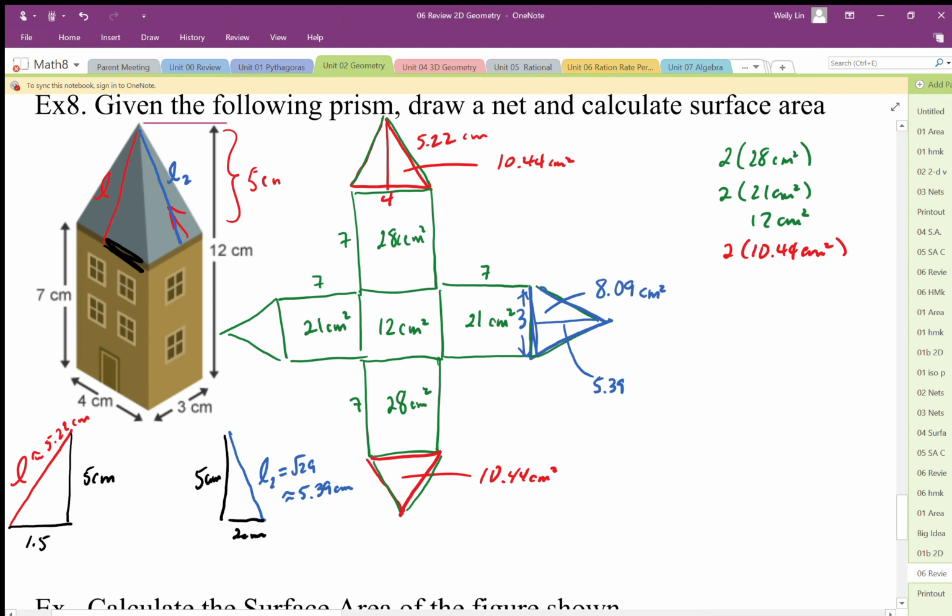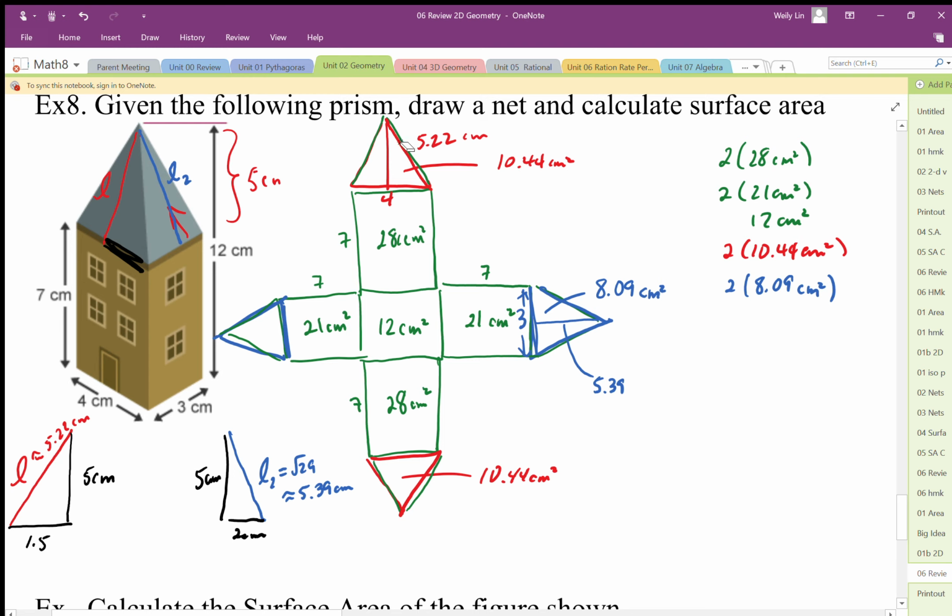Okay, so again, the key here is we have to organize our work. So the way I organize this is, first of all, draw your net. Okay, I've separated my areas into the 5 rectangular pieces. So I did that first. I worked out the area of the triangles here. So I need to make sure that's organized.